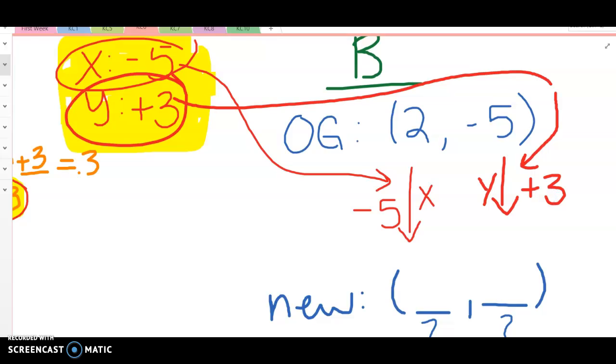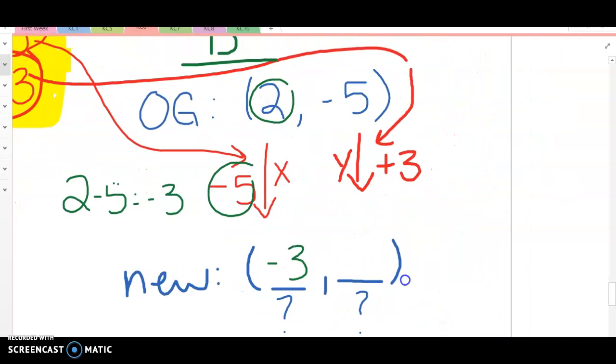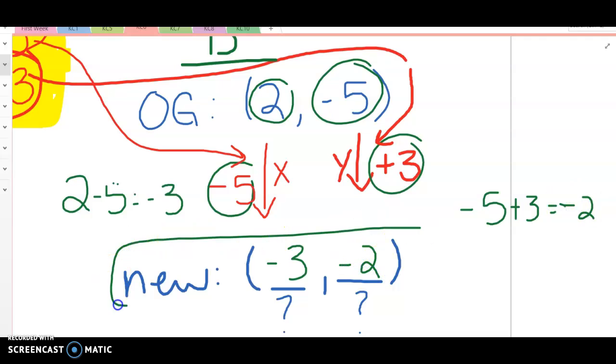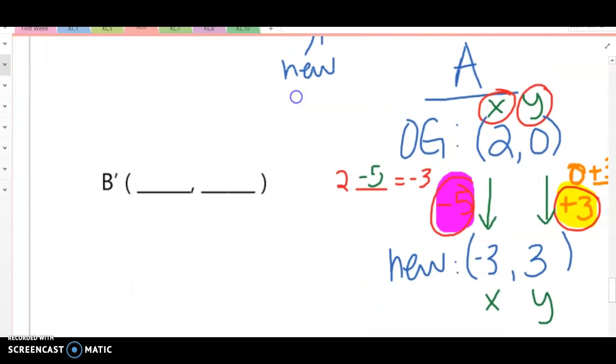So then we do 2 minus 5. So 2 minus 5 is negative 3. And then to get the new y, we do negative 5, because that's where it started. We go up 3, gets us to negative 2. So the new location for B is negative 3, negative 2.